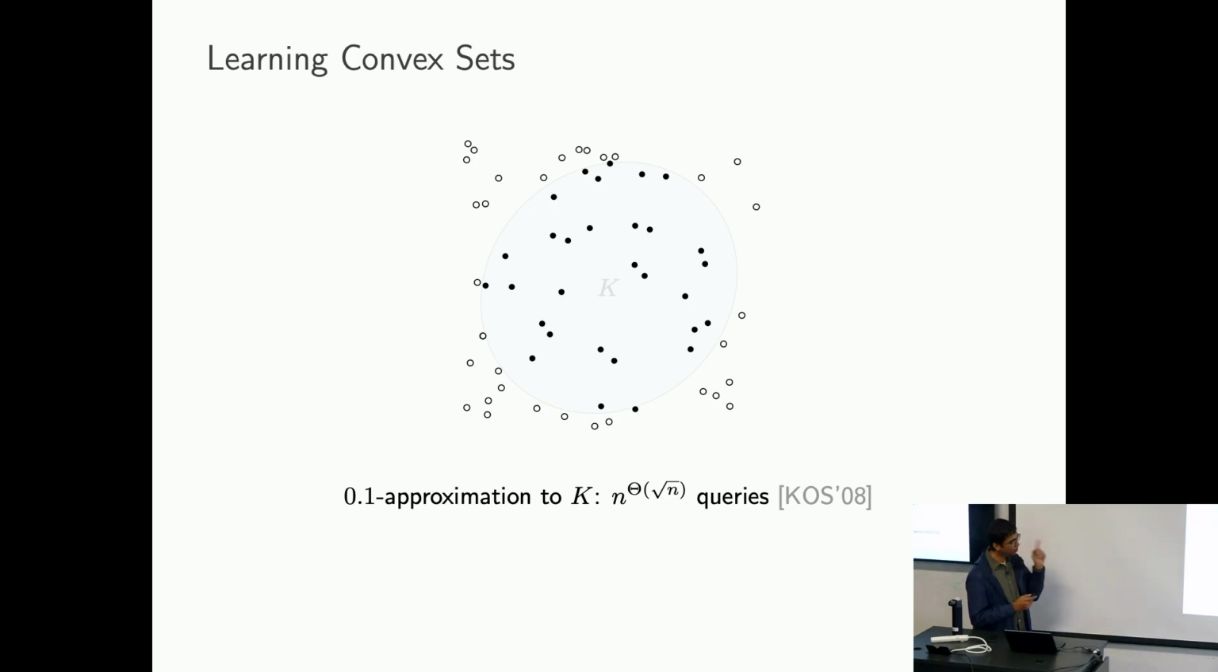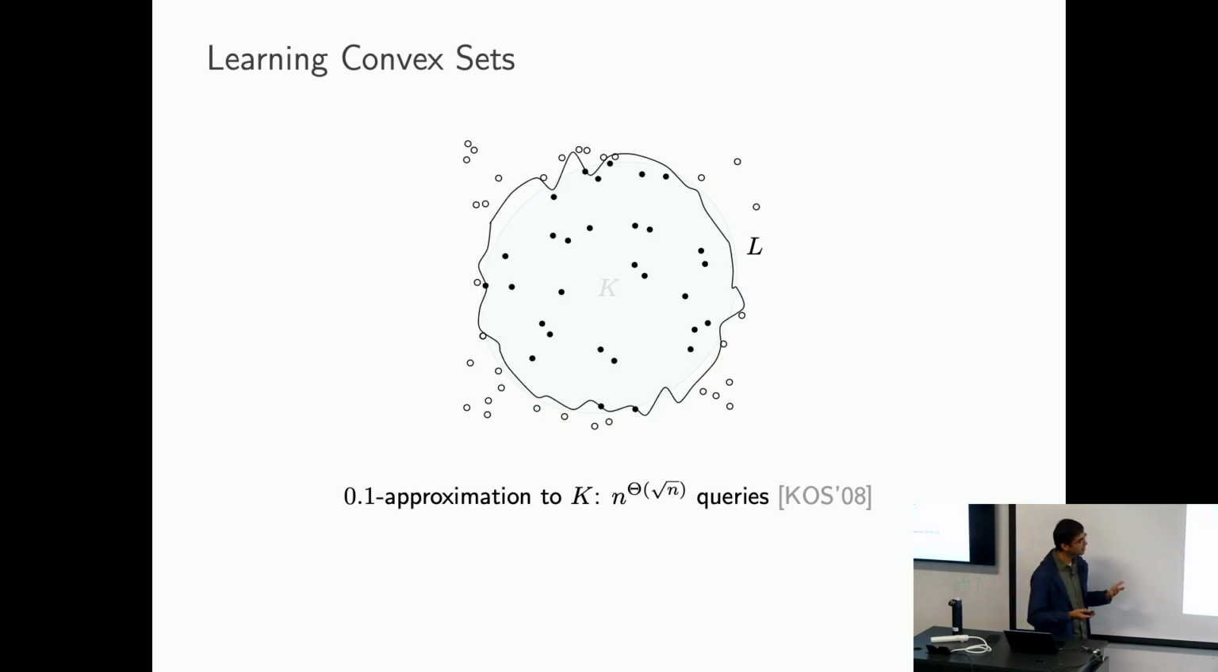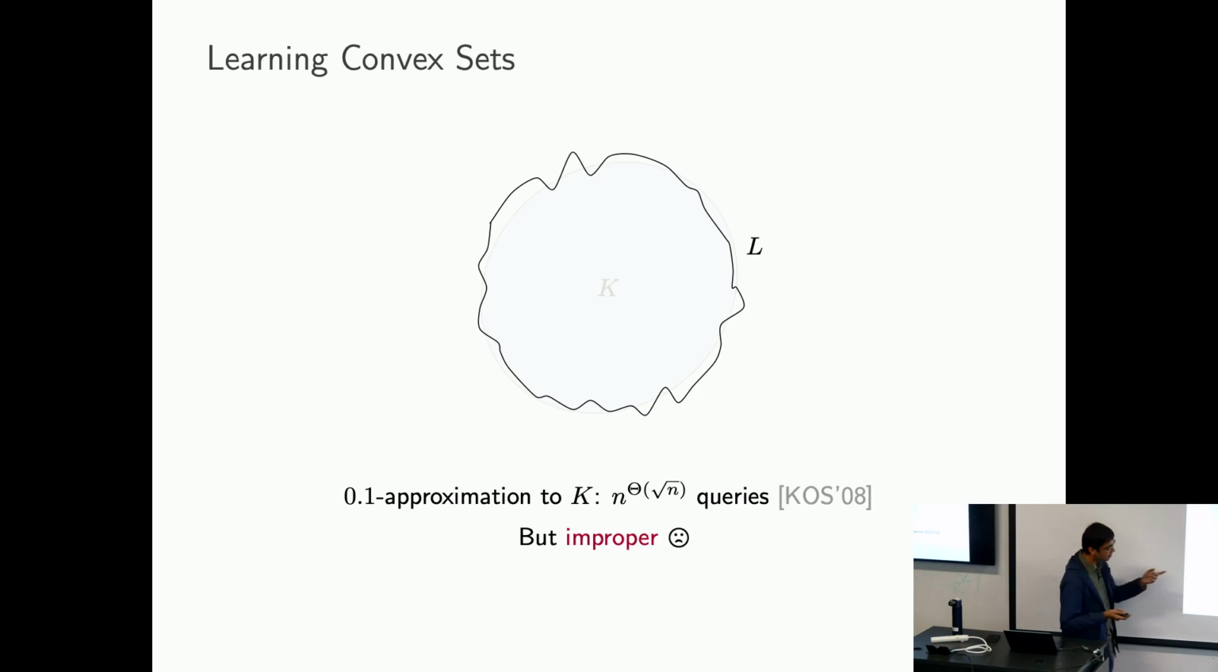But one thing which is annoying about their result is that they output a polynomial. So their approximating set is this squiggly high-dimensional polynomial, but it's not a convex set. There's no reason for it to be convex. So you're trying to learn convex sets using non-convex hypotheses. In particular, this is an improper learner. And the starting point for this work was, well, what if you want to learn convex sets using convex sets? And arguably, the simplest class of convex sets is intersections of half spaces. So this was how we got started on this question.